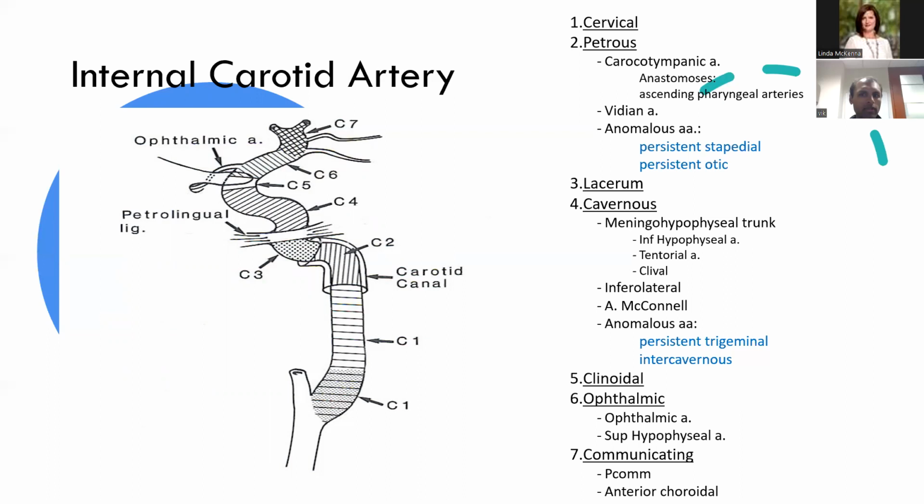So the named segments of the internal carotid artery circulation are primarily: 1, cervical, in the neck; 2, petrous, through the petrous bone; 3, the lacerum segment; 4 is the cavernous segment, which is what we find in the cavernous sinus; 5 is the clinoidal segment, which runs right around the anterior clinoid; 6 being the ophthalmic segment, which runs behind the eye; and 7 is the communicating segment, which is once you're in the intracranial circulation, and that gives off the PCOM as well as the anterior choroidal.